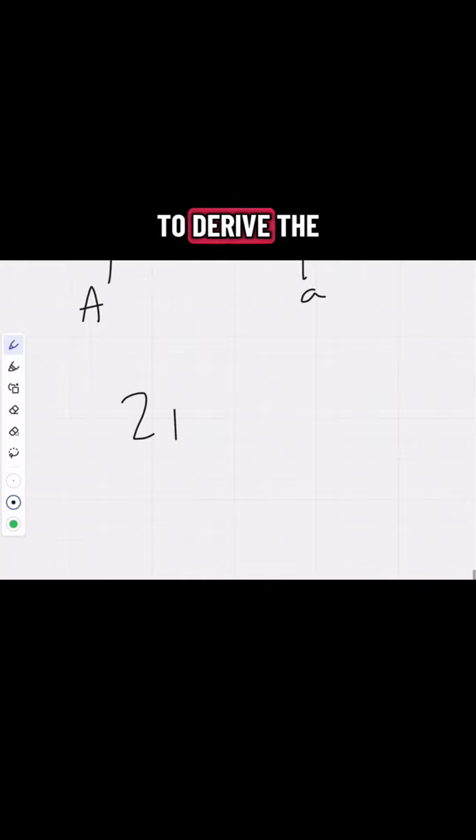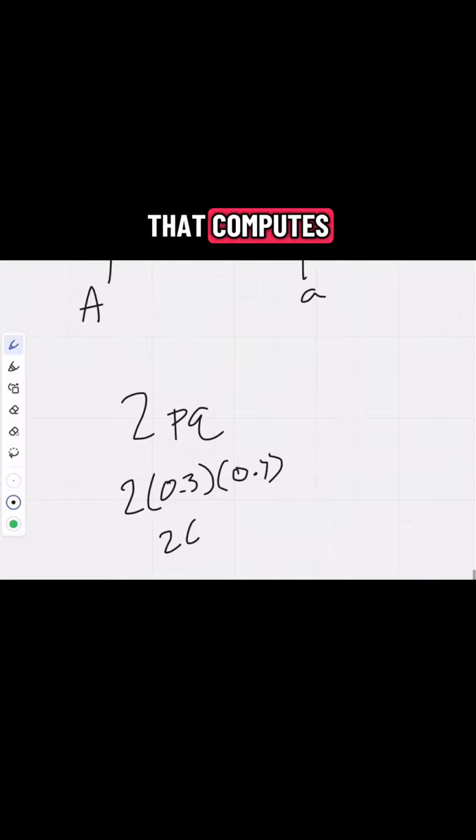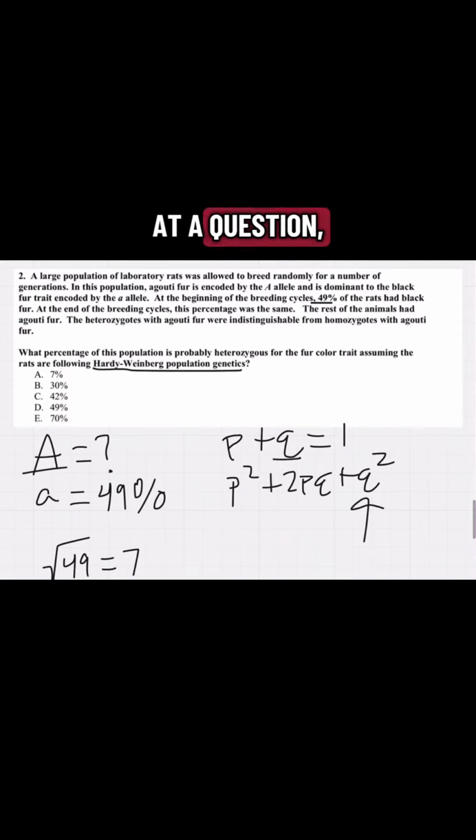Because we were able to derive the right numbers, we can just plug them in. That's 2 times 0.3 and 0.7, and that computes to 42%. Looking at the question, we can clearly see that letter C would be the correct option for this question.